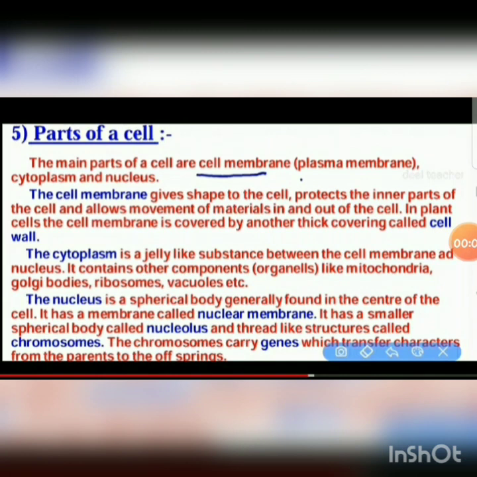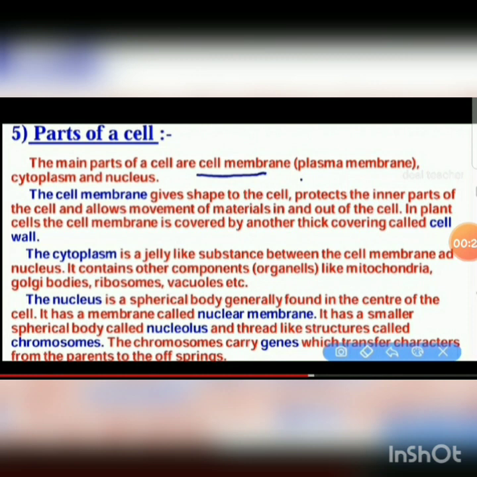Now let us see the parts of the cell. The main parts of the cell are cell membrane, cytoplasm and nucleus. The cell membrane gives shape to the cell, protects the inner parts of the cell and allows movement of materials in and out of the cell. So what is the function of the cell membrane?